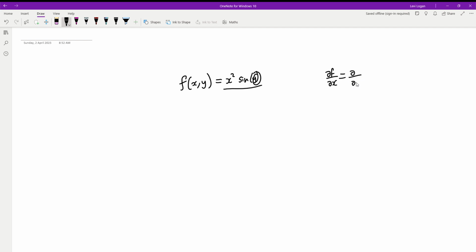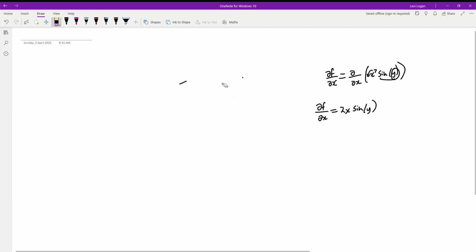Differentiating this, x squared sine of y. If y is a constant, then the sine of y is just a constant too. So all we have to do is the power rule here. The partial derivative of f with respect to x is equal to 2x sine of y. That's basically what a partial derivative is in basic terms.